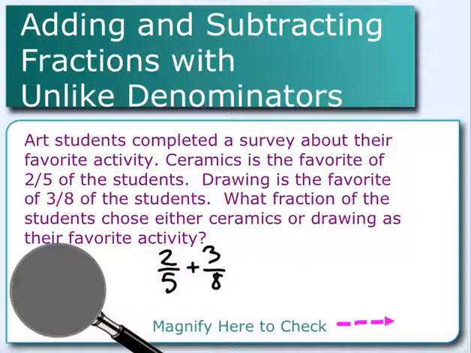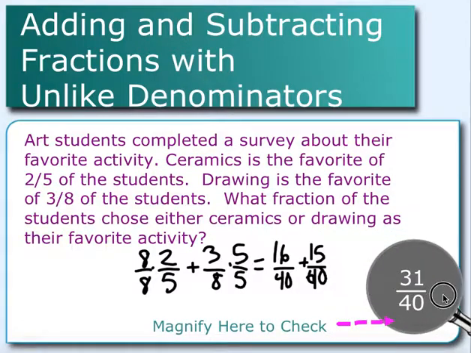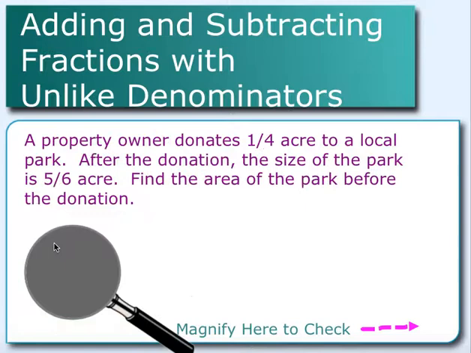But unfortunately, those do not have common denominators. So I'm going to get a common denominator of, let's say, 40. So I'm going to multiply 2/5 by 8 over 8, multiply 3/8 by 5 over 5, and I'm actually adding together 16 over 40 plus 15 over 40. And when you add those together, you should get an answer of 31/40. Okay? Let's try another.